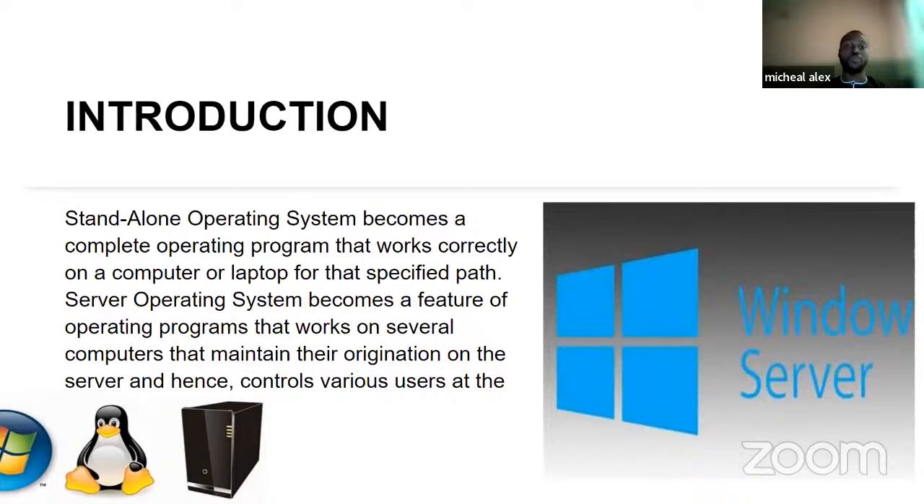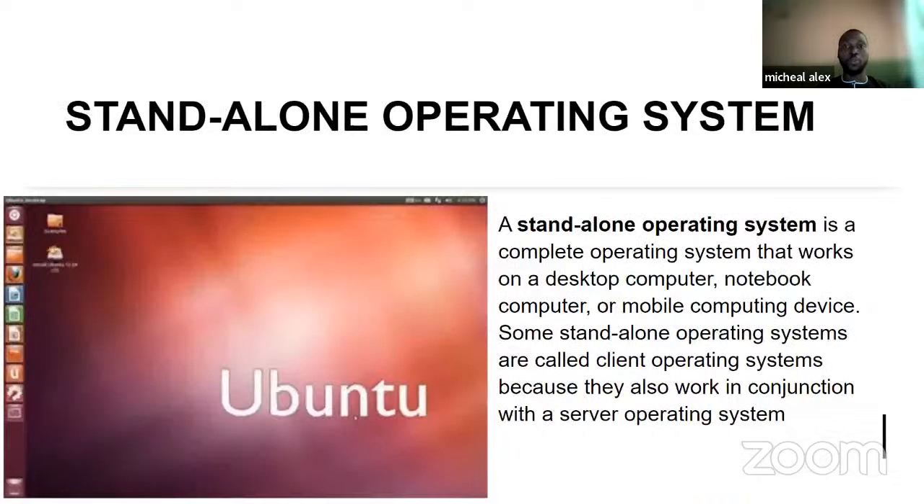It could be from one building to another building in another location. So let me go on. A standalone operating system is a complete operating system that works on the desktop computer, which is what I said earlier. So what I'm trying to say, the other time when I mentioned your personal PC, that is a standalone operating system. We have different ones.